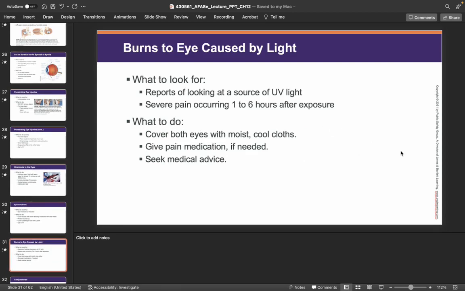Okay. Anytime somebody gets a burn caused to their eye by light, you can get a sunburn on your eyes. Okay. If you're out on the water too long without sunglasses, without any sort of protection, it can cause this. So take care of your eyes. Sunglasses are a good thing. They don't just look cool. They may have severe pain 1 to 6 hours after that exposure. To take care of it, cover both eyes with moist, cool cloths. Give pain medication. If it lingers for too long, definitely go get some medical care.